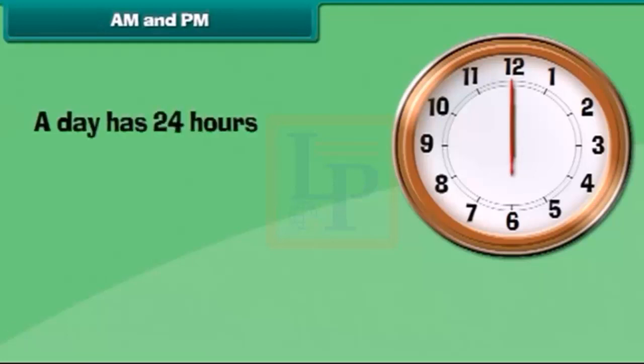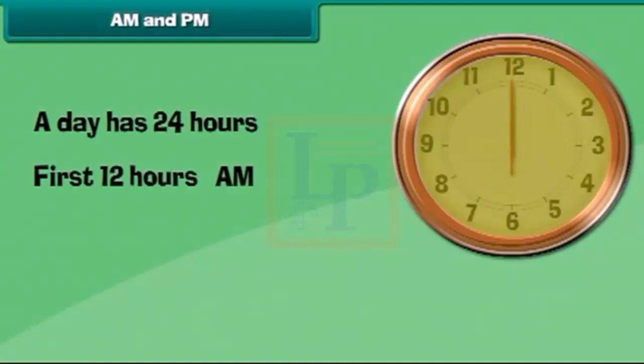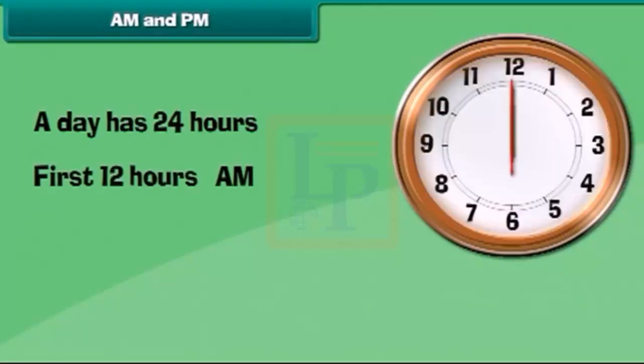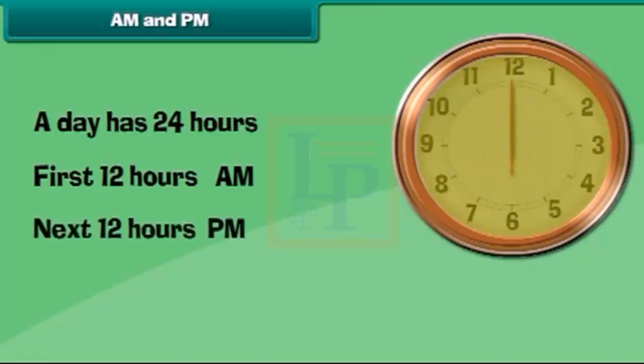You know that a day has 24 hours. Hence, the time for the first 12 hours from midnight to noon is written with AM. The time for the next 12 hours from noon to midnight is written with PM.